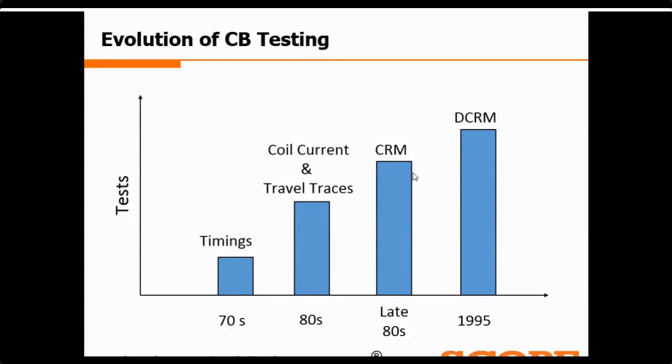In 1995, in association with Power Grid Corporation of India Limited, Scope T&M Private Limited was the first manufacturer who invented this DCRM technology. With DCRM, we could understand the condition of the arcing contact especially, along with the main contact. So with the help of DCRM, we can understand the condition of both contacts, not only the main contacts, but the main along with the arcing contacts.